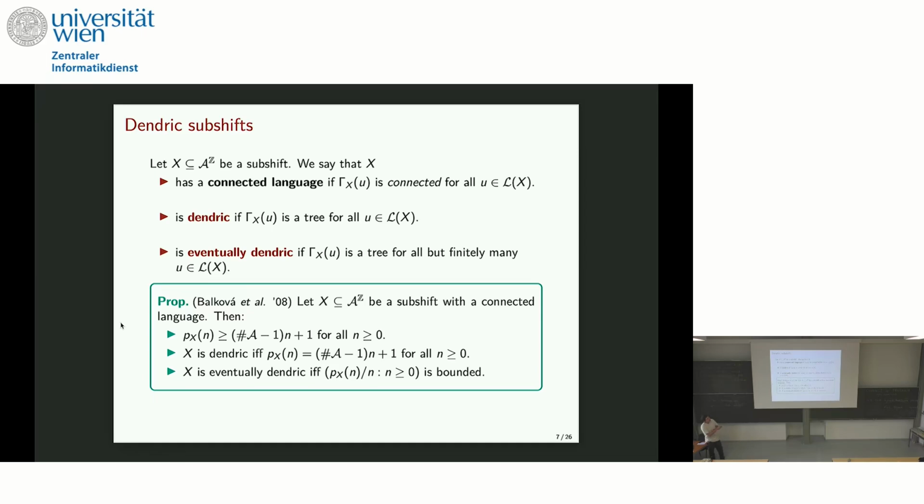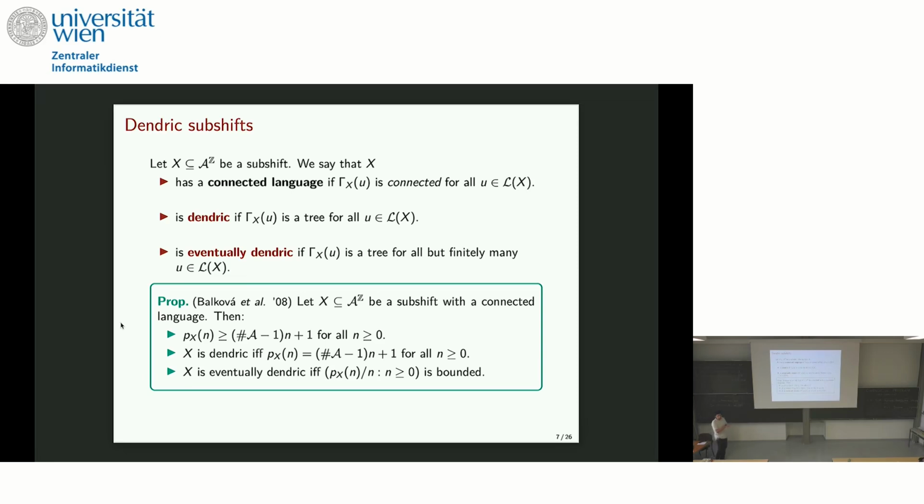Equivalently, we can say that a subshift is eventually dendric if the extension graph of every long enough word is a tree. And to give a feeling about the relationship between these concepts, we have this proposition by Bakova and her co-authors. We have a minimal subshift X with a connected language, and three important conditions. The first one is the lower bound that we saw in Tiedemann's theorem. This is not a coincidence, of course. And then we have dendricity characterized in these terms: X is dendric if and only if we attain the lower bound. And eventual dendricity occurs exactly when we have linear complexity.